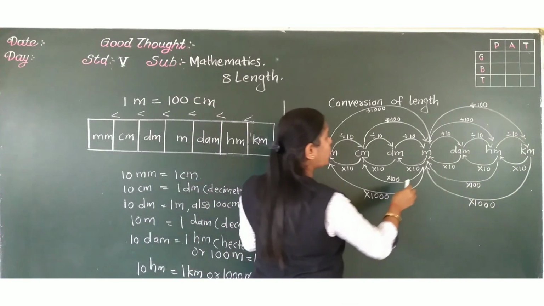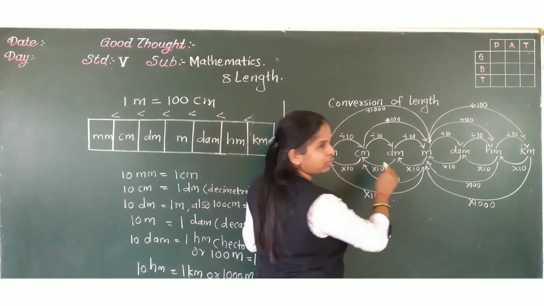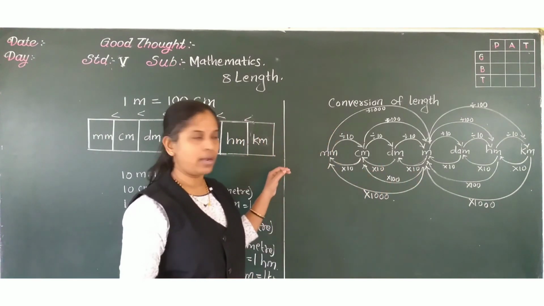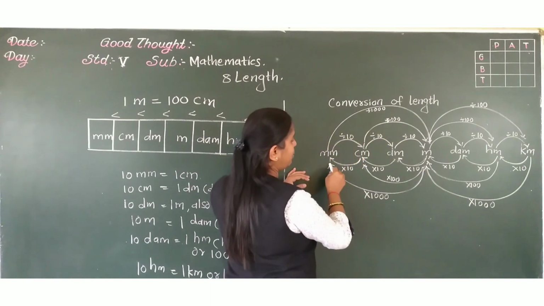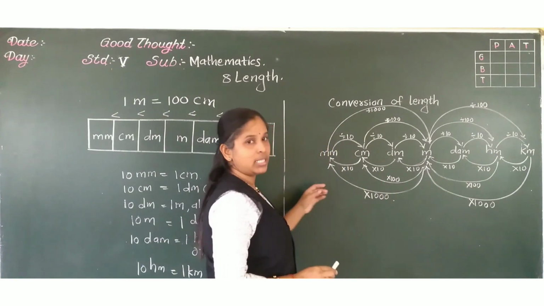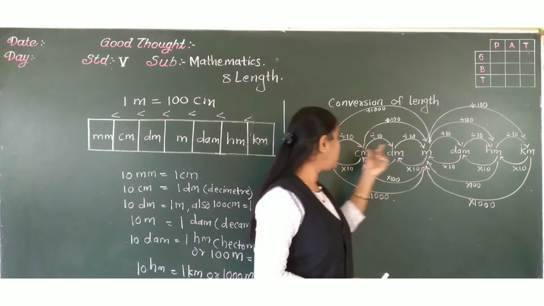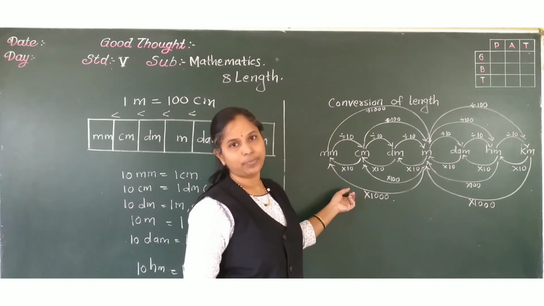If you directly want to convert meter into centimeter, see, 10 tens are 100. You have to multiply by 100. And if you want to convert meter to millimeter, see, 10, 10, 10. 10 tens are 100, 100 tens are 1000. That means if you want to convert meter into millimeter, you have to multiply by 1000.